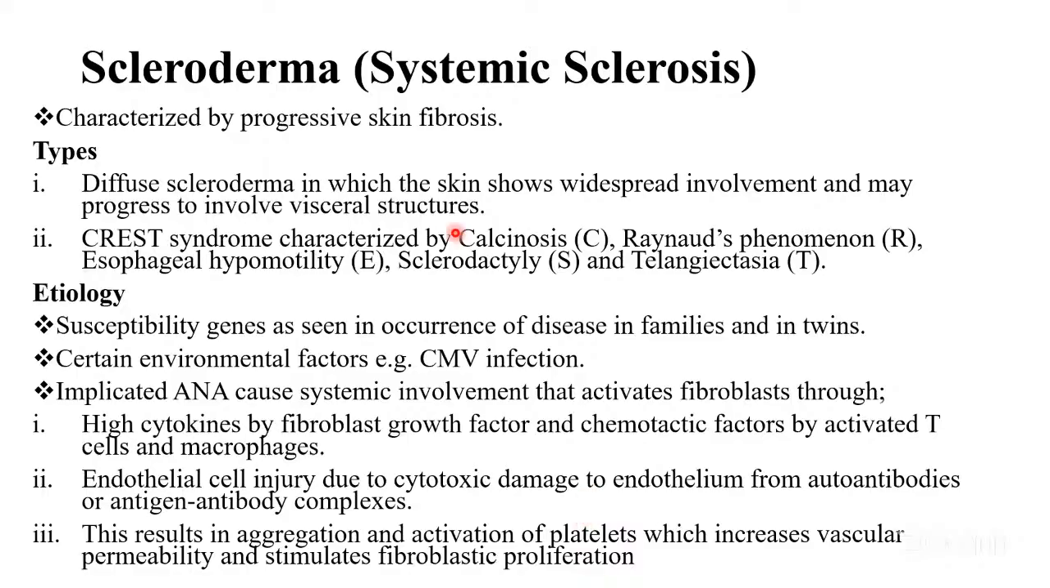Scleroderma is sclerosis, and this is characterized by progressive skin fibrosis. It's an autoimmune disease, and CREST is the abbreviation of symptoms that are characteristic of the sclerosis, which are calcinosis, deposition of calcium in tissues, Raynaud phenomenon.